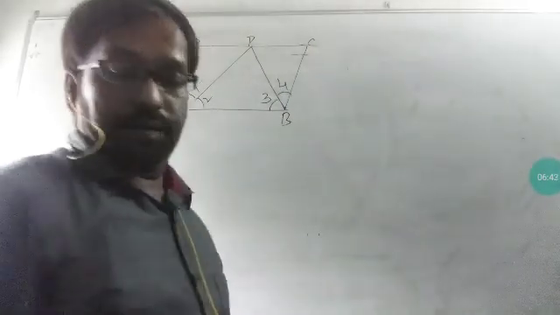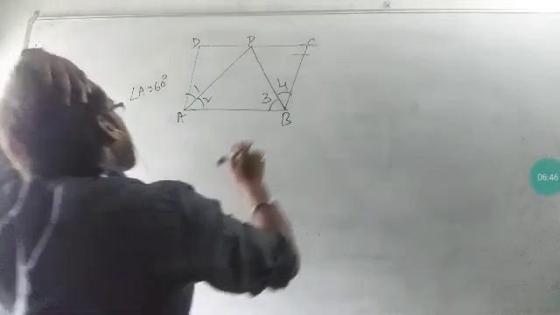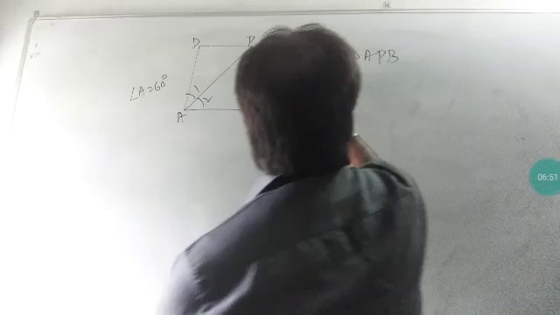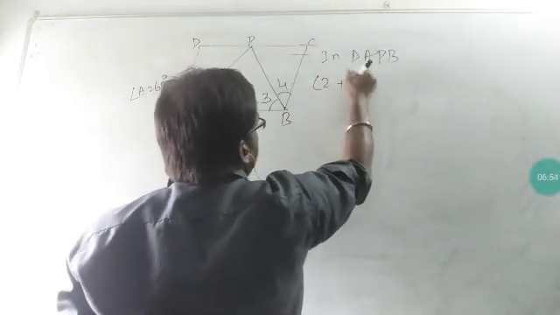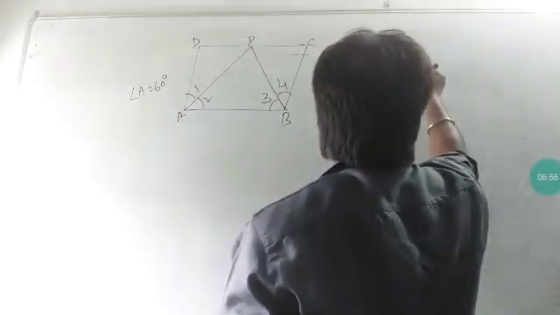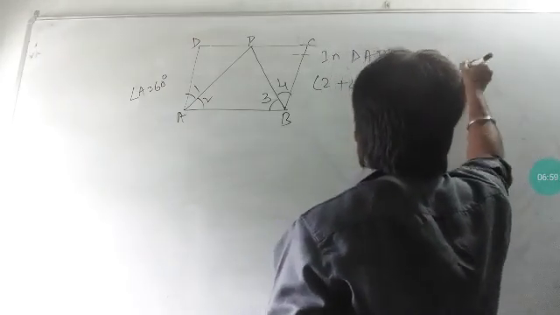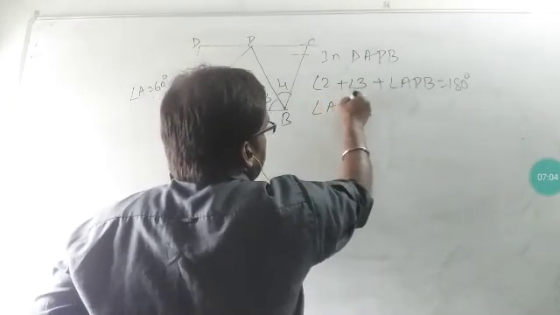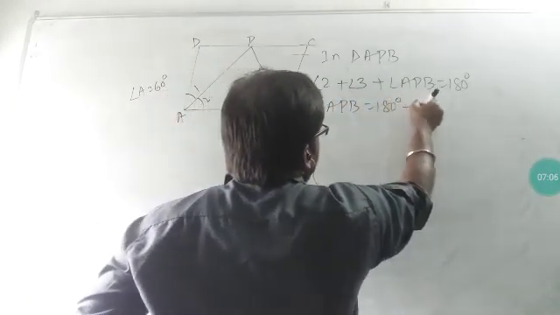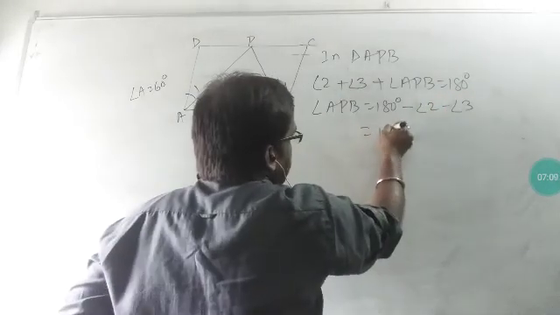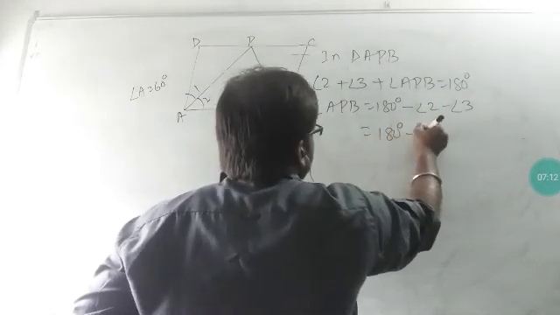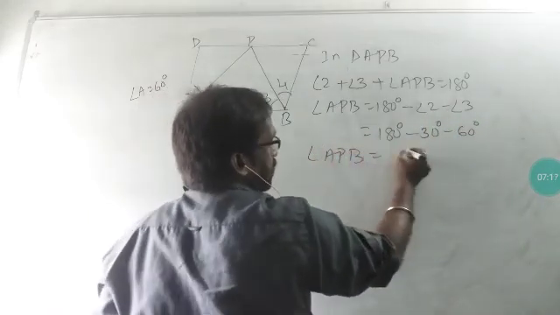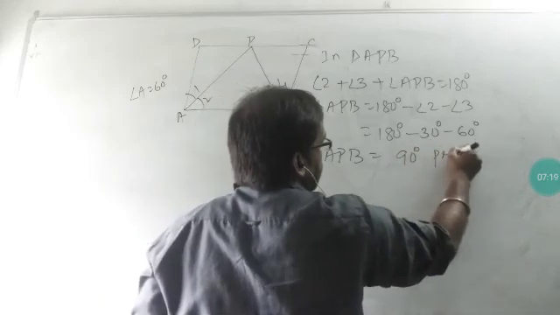So now in triangle APB, because in that triangle only we have to prove angle APB is equal to 90 degrees. In triangle APB, angle 2 plus angle 3 plus angle APB is equal to 180 degrees. The values of angle 2 and angle 3 are known, so angle APB is 180 degrees minus 30 degrees minus 60 degrees, since angle 2 is 30 and angle 3 is 60 degrees. So angle APB is equal to 90 degrees. The first part we have proved.